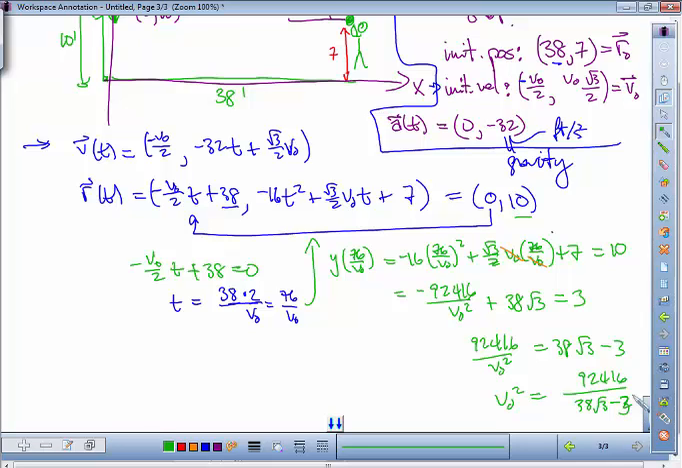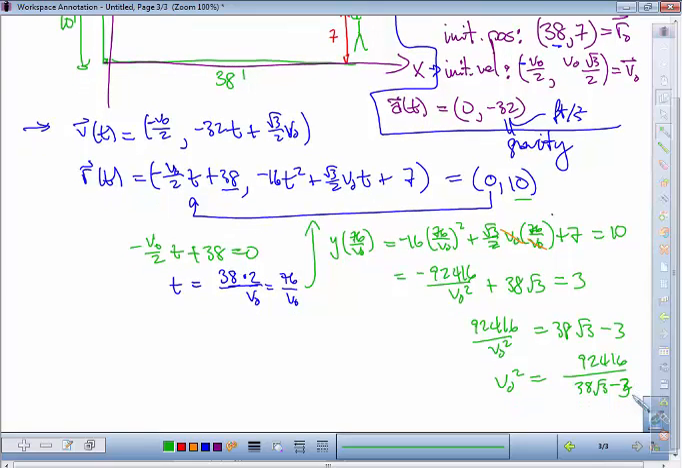All right. So what's the square root of this? Anybody? Say again? 38.4 feet per second.